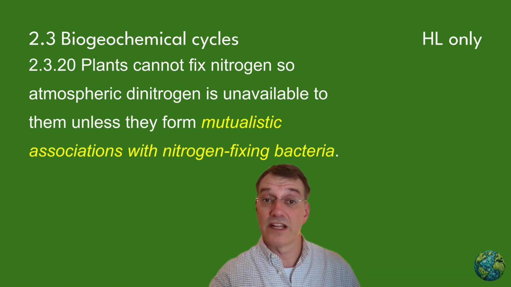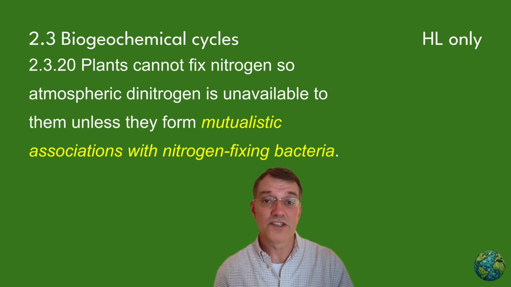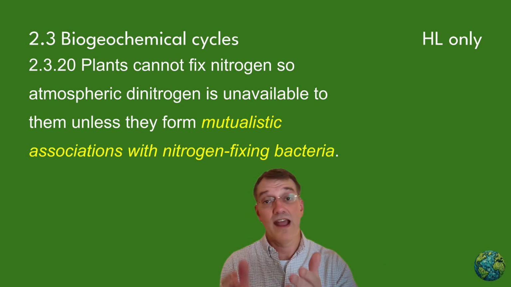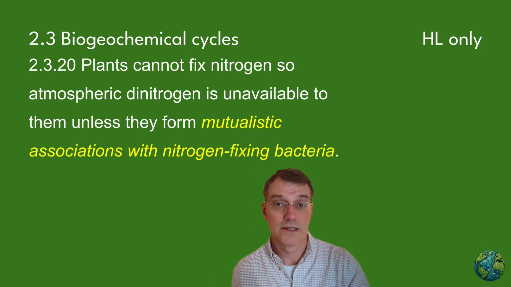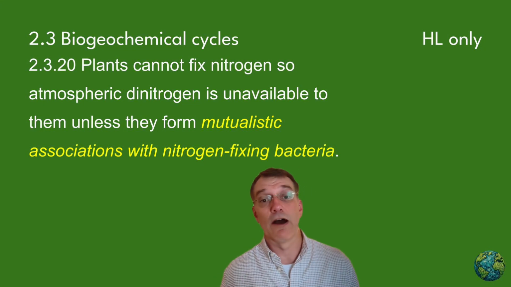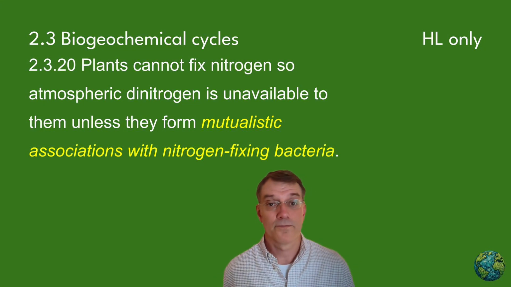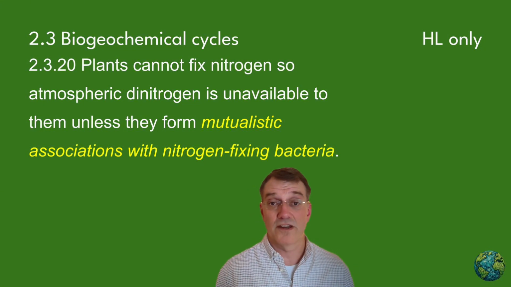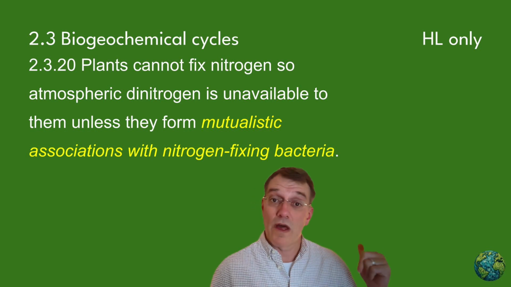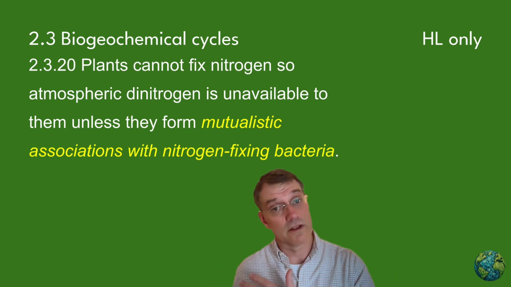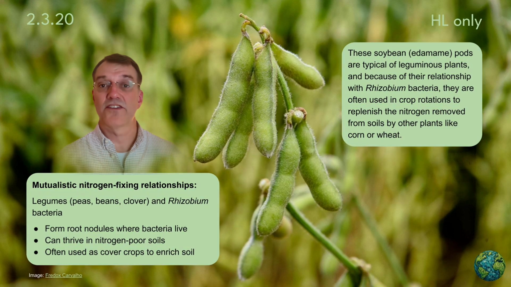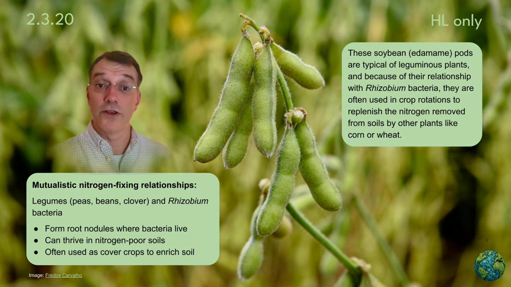However, nature has developed an elegant solution through mutualistic relationships between plants and nitrogen-fixing bacteria. These beneficial partnerships allow both organisms to thrive. The bacteria provide fixed nitrogen that plants can use, while the plants supply carbohydrates to the bacteria. Here's a classic example of this mutualism: legumes and their rhizobium bacterial partners.